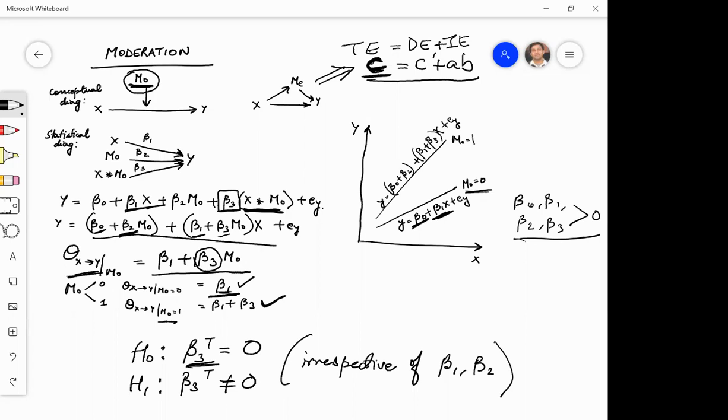What you will have to check when you are testing moderation is whether the coefficient of the interaction term, X into MO, is 0 or is different from 0. Only if it is different from 0 can you comment that there is a significant moderation in my data. So in order to test the moderation, that is how you will have to proceed in your model.